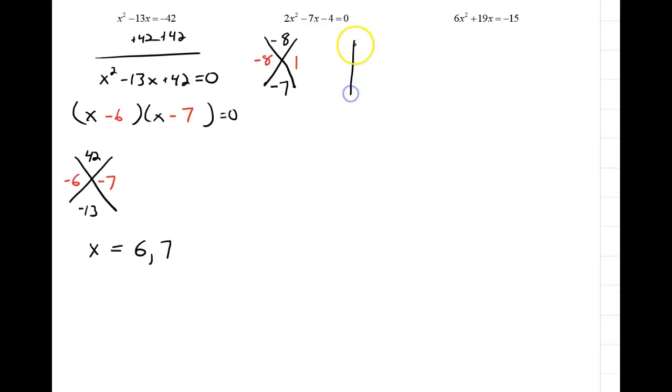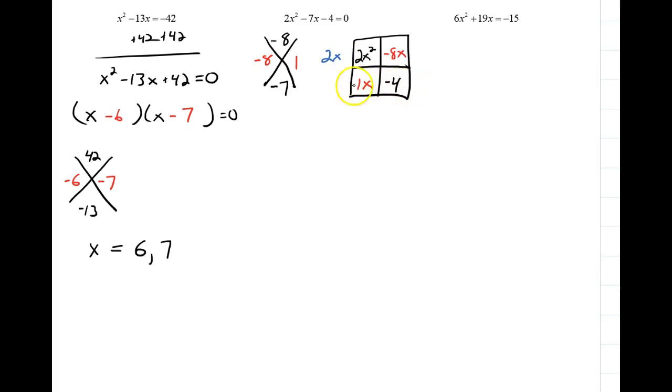Then we take this into the box. The first number goes in the first box. The last number goes in the last box. And you take your answers, the negative 8x, 1x. And then by row, so what do these two things have in common? Well, they have a 2 in common. They have x squared and x, so they also have an x in common.